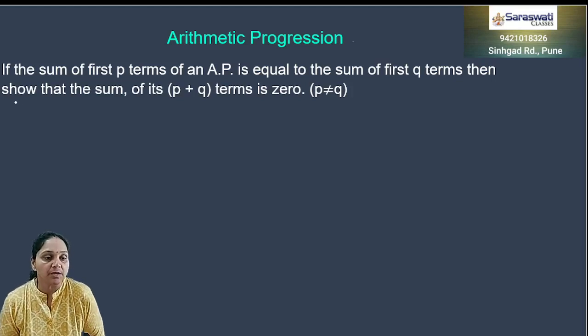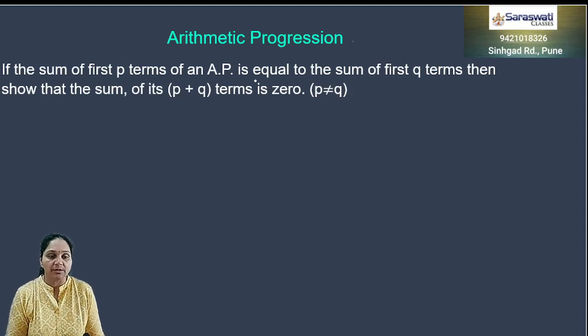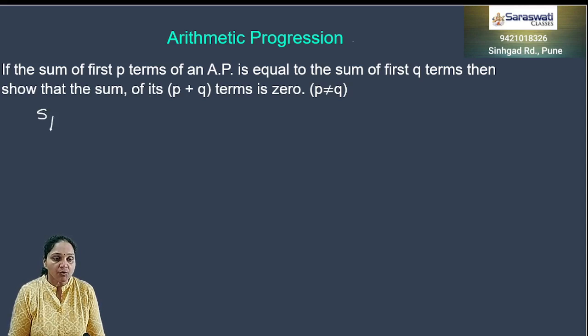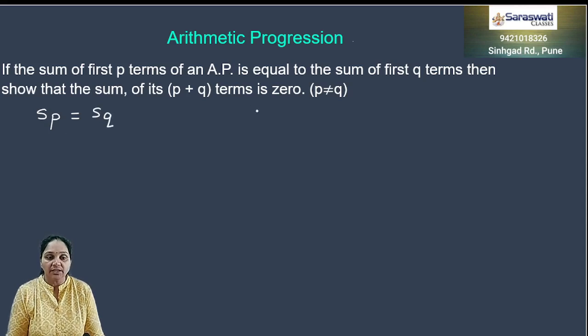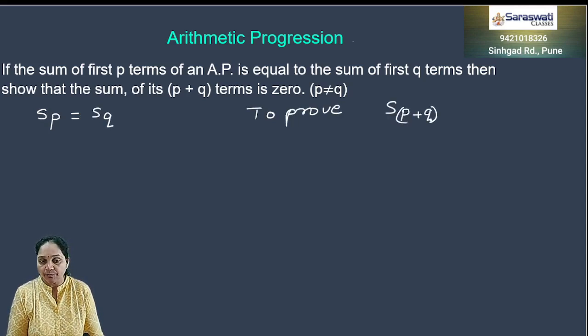Here, if the sum of first p terms of an AP is equal to the sum of first q terms, then show that the sum of its p plus q terms is 0. And here p is not equal to q. See here what is given. Sum of p terms, so we write SP for that, is equal to the sum of first q terms. Then we have to prove the sum of p plus q terms is equal to 0.